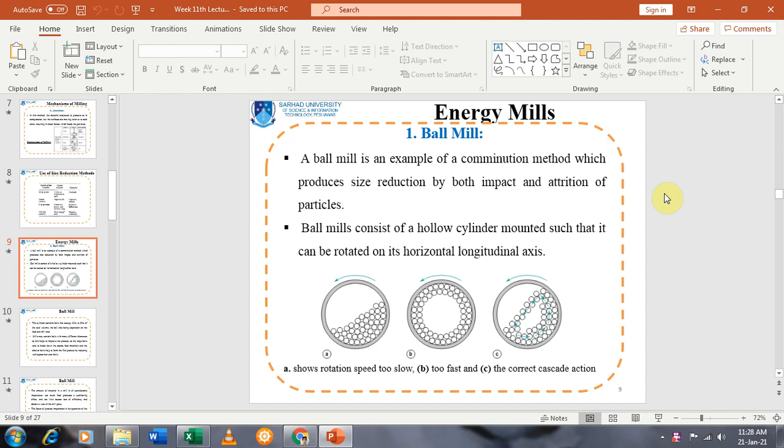And the first mill is the ball mill. As the name indicates, balls are used. A ball mill is an example of a combination method, that is, a combination particle size reduction or milling method, which produces size reduction by both impact and attrition of particles.